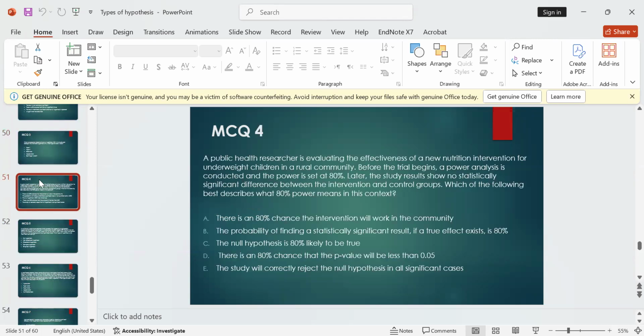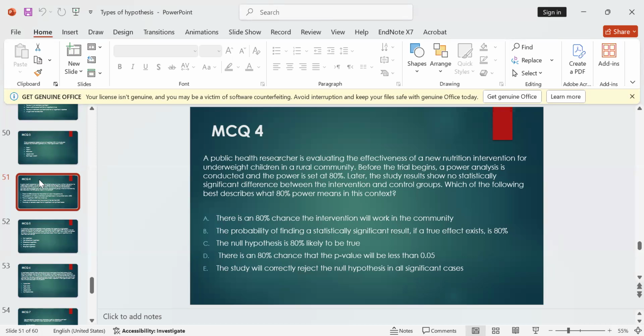MCQ number 4. A public health researcher is evaluating the effectiveness of a new nutritional intervention for underweight children in a rural country. Before the trial begins, a power analysis is conducted and the power is set at 80%. Later, the study results show no statistically significant difference between the intervention and the control group. Which of the following best describes what 80% power means in this context?